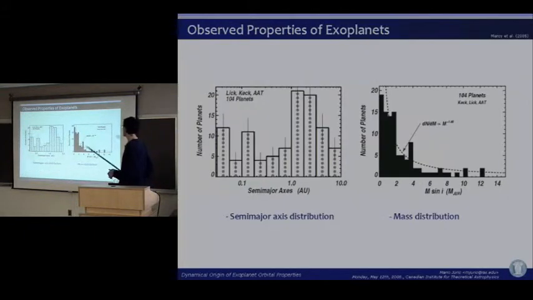To complete this little tour through the properties of exosolar planets, their mass distribution goes something like 1 over m. So lots of low mass planets. Observations become incomplete at this end. Their semi-major axis distribution is shown in this diagram. It's approximately consistent with being flat in log a.